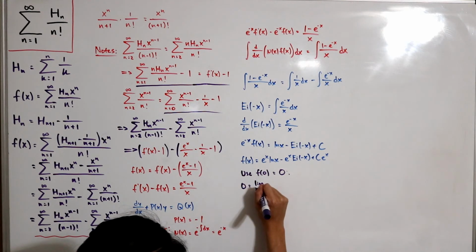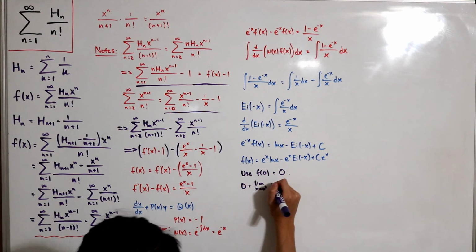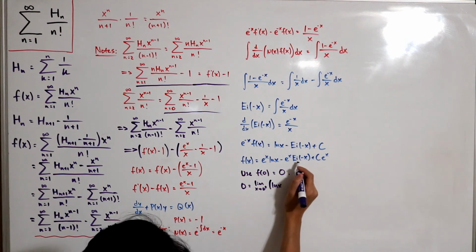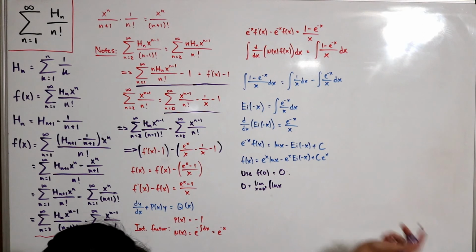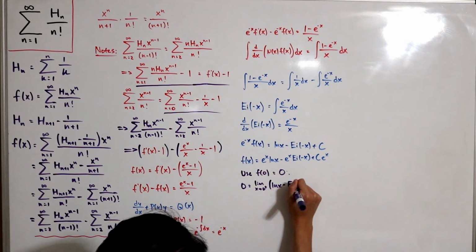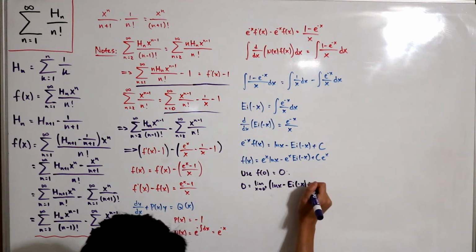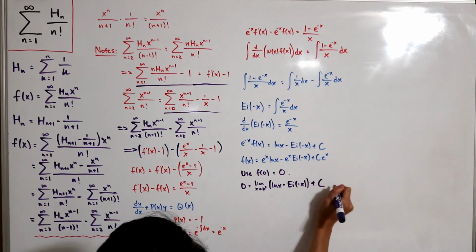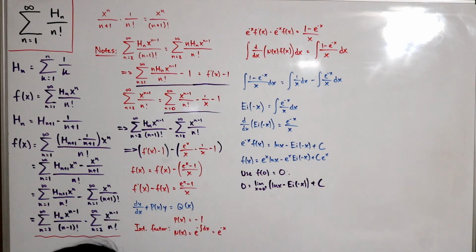So we'll say x is approaching 0 from the right-hand side of the natural log of x. And then e to the 0 is just 1. Ei of 0 also doesn't exist, so we also have to write that in the form of a limit as well. So this is negative x, and then of course this is just plus c, still some arbitrary constant, so I'll leave that out there. Now what we really have to do is evaluate this limit.